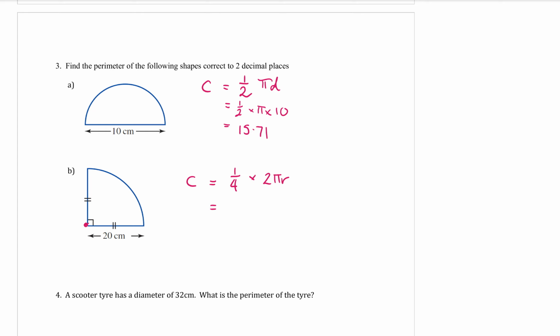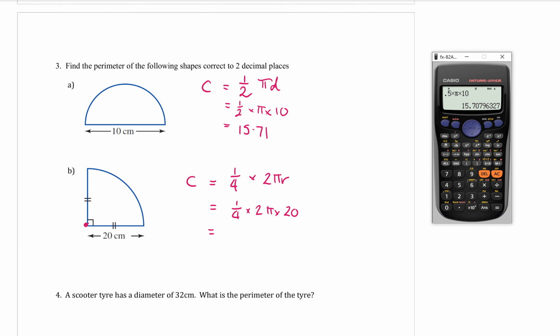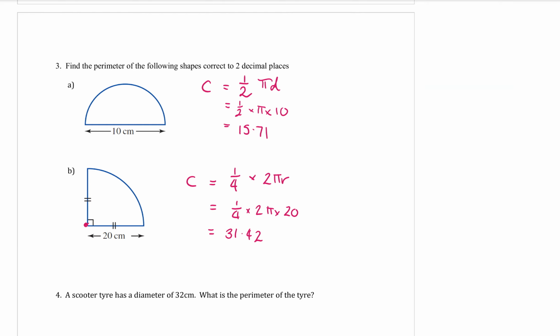Second step, sub in the radius, which is 20. And in the calculator. Pi button down there. Okay, so that's 31.42. And that's in centimeters. Last question.